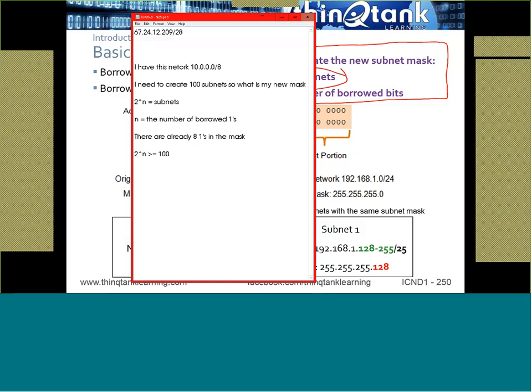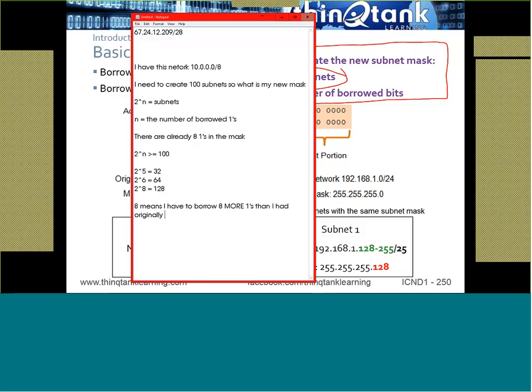2 to the power of 5 equals 32. That's not enough. 2 to the power of 6 equals 64. That's not enough. 2 to the power of 7 equals 128. That's enough. Agree? It's more than enough. We can't get 100 exactly because we're using binary math. Now, 7 means I have to borrow 7 more ones than I had originally.